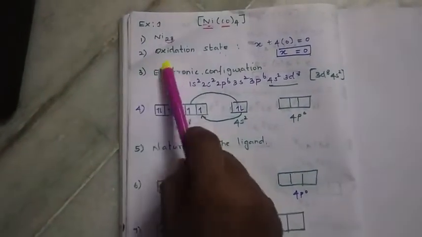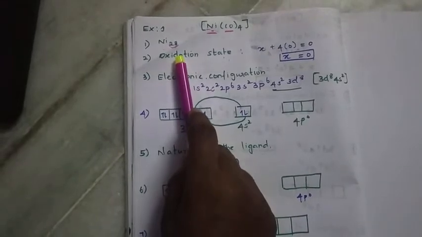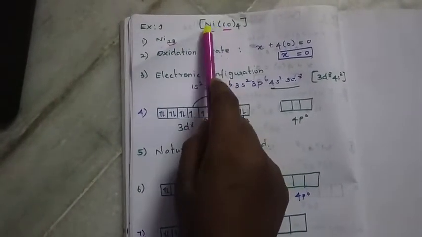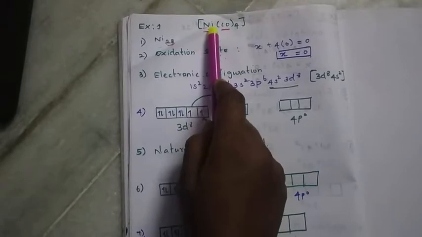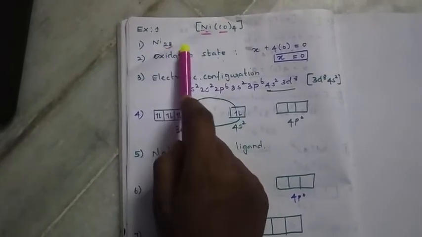The first step, you have to find out the atomic number of the central metal atom. In this case, the central metal atom will be nickel. So the atomic number of nickel is 28.